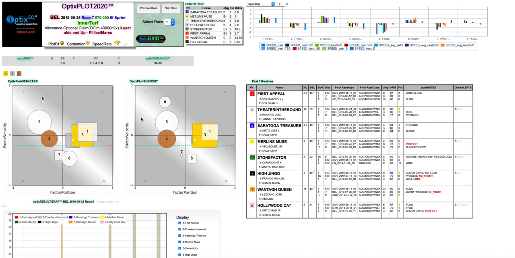Easy to use. If you're looking and say, where did the winner come from? Was he a square or circle? So this is a good tool.